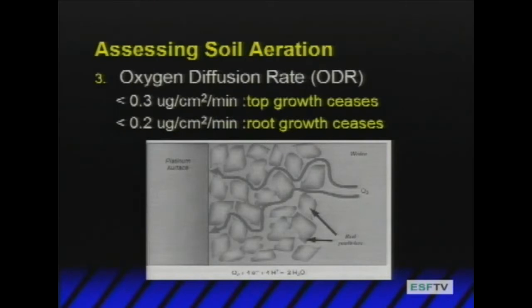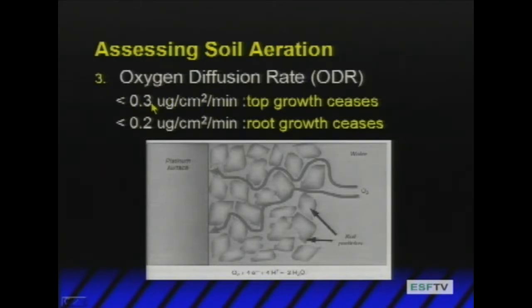And the general numbers are, look at those units. If you're less than about 0.3 micrograms per centimeter squared per minute, that's the loss of top growth. So this diffusion rate has a concentration, micrograms, an area, centimeter squared, and a time, minute. It's a rate, amount per unit area per unit time. And so these numbers, 0.3 and 0.2, these are some threshold values.